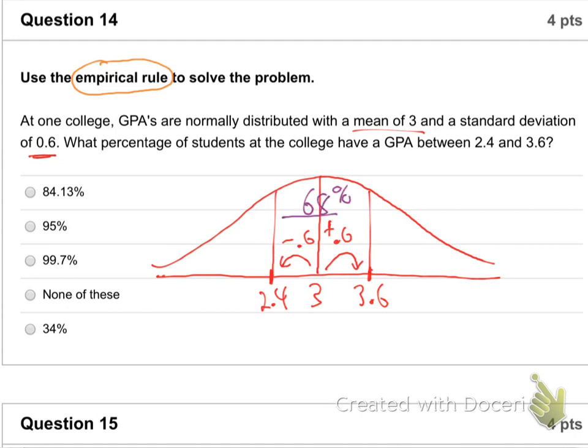68% of the data will be between one jump left and one jump right of the middle, mean minus one standard deviation and plus one standard deviation. And that's exactly what they said, between 2.4 and 3.6, 68%.